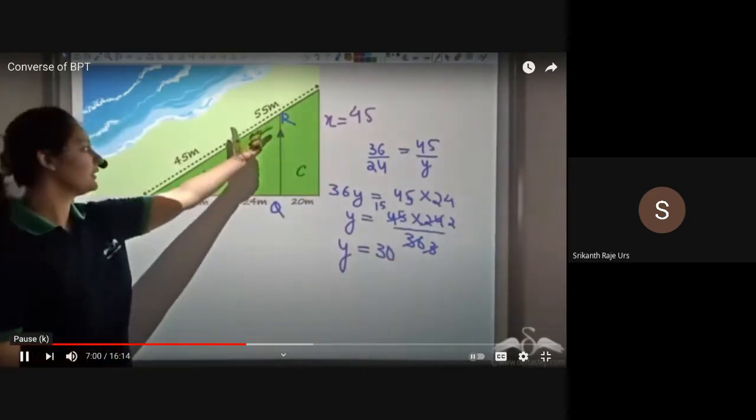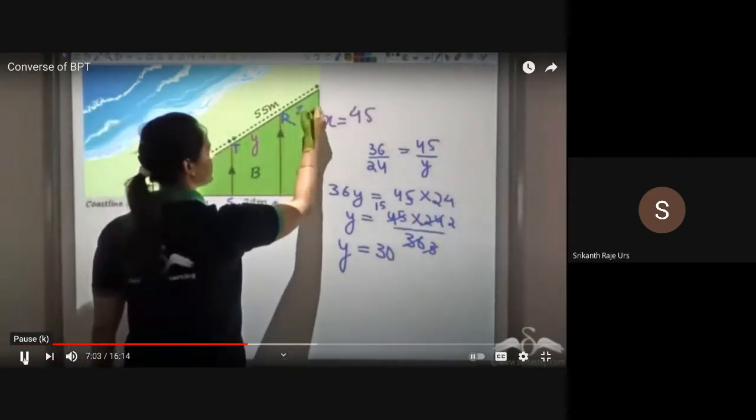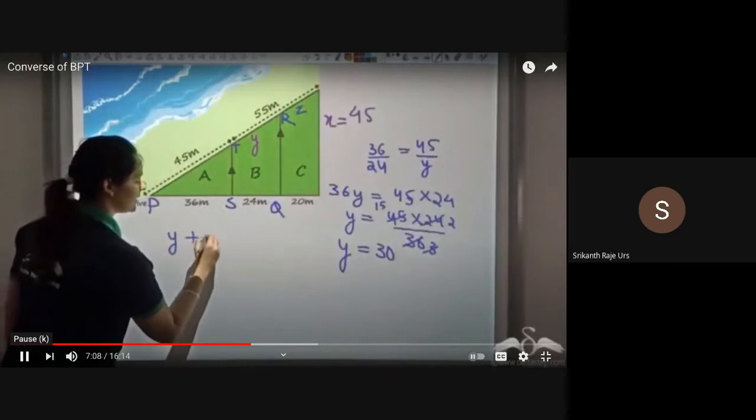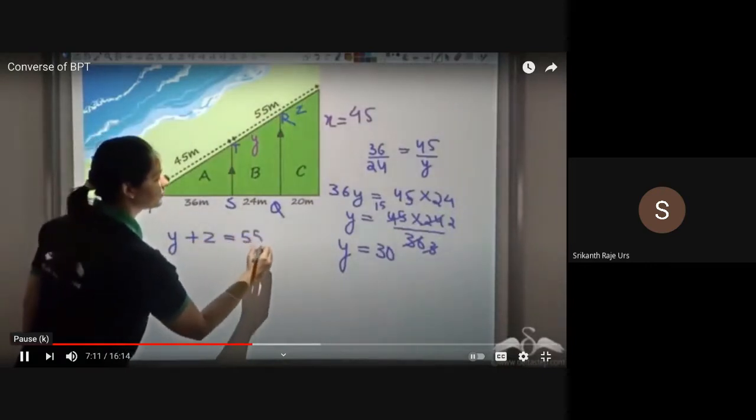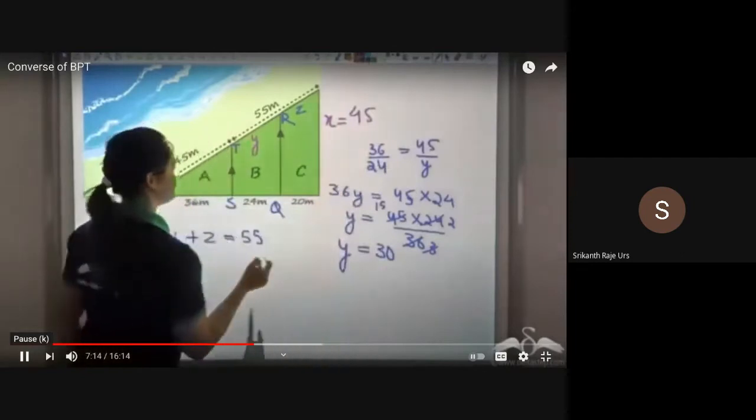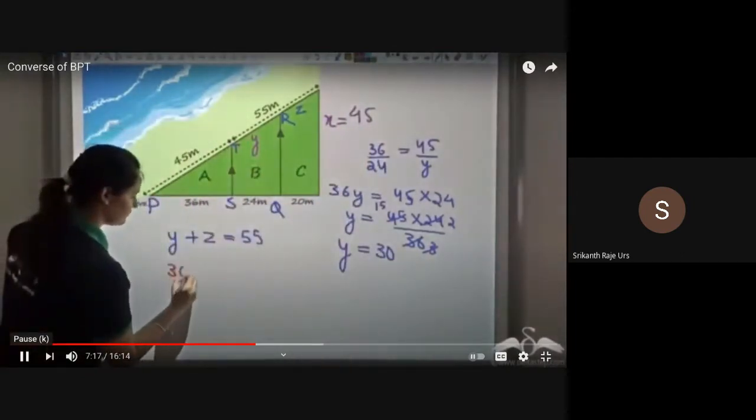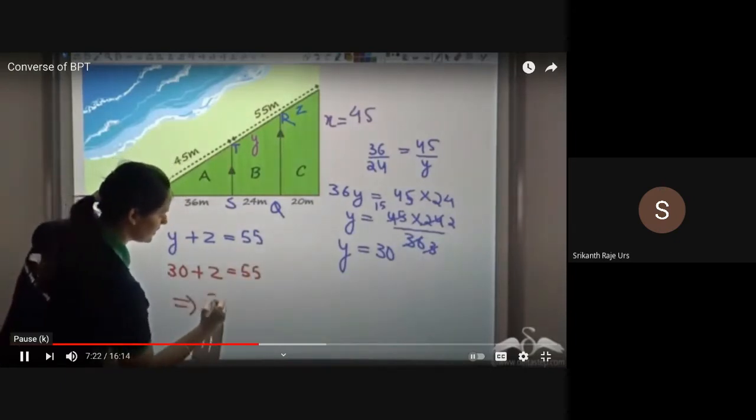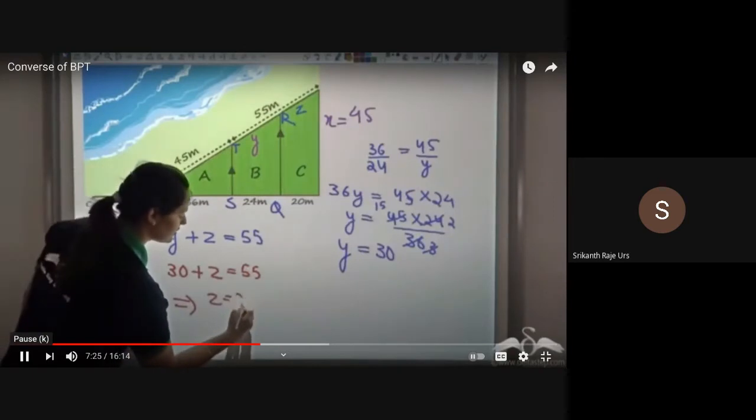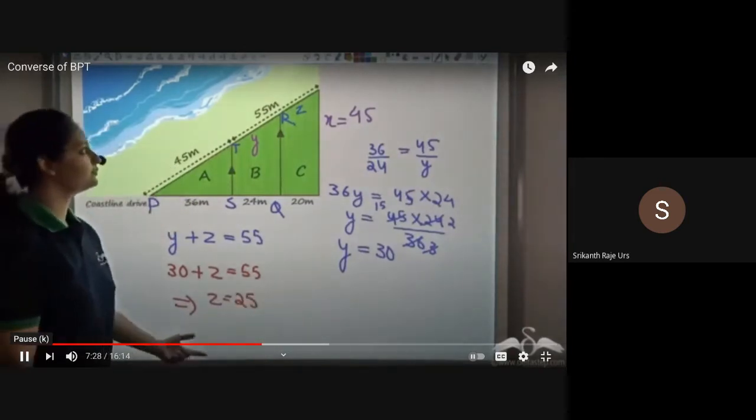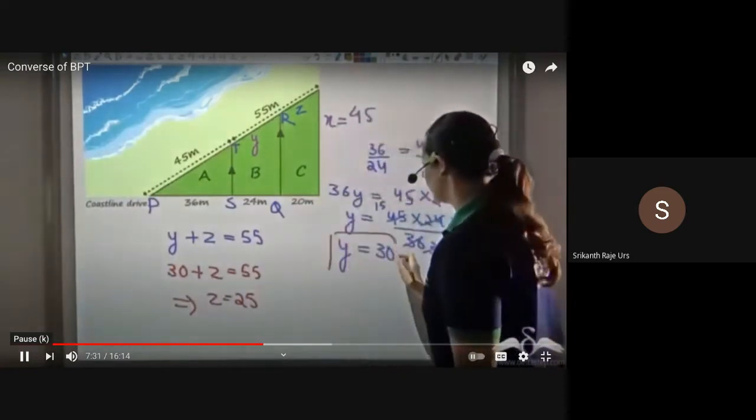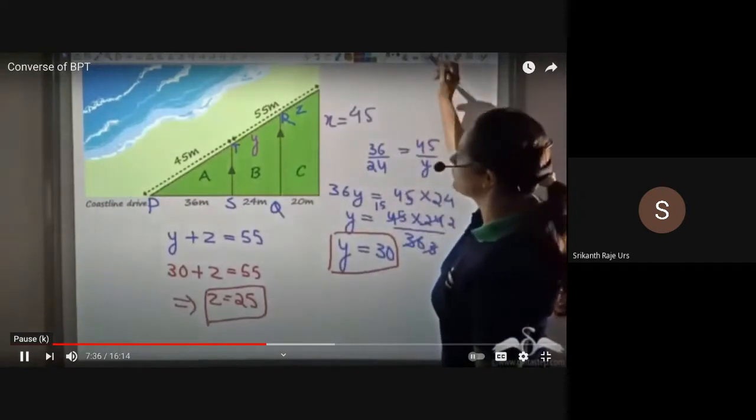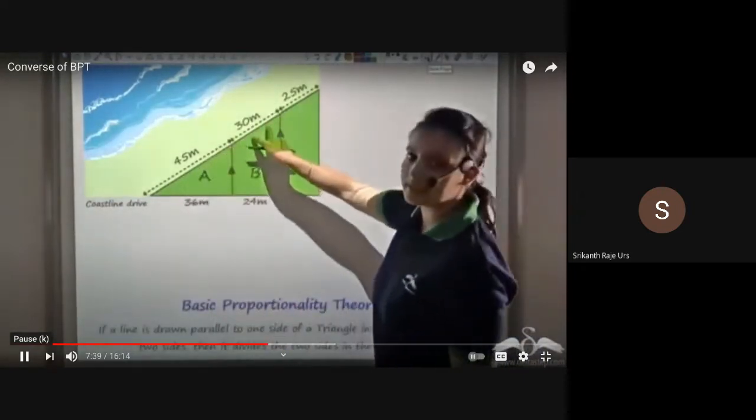So now my Y comes out to be 30, and if this is Z, which is the ocean frontage of C, then I know that Y plus Z should be equal to 55. I know Y is 30. So this gives me that Z would be 55 minus 30, which is 25. So I get Y is 30, Z is 25. So now I've got for each 45, 30, 25.